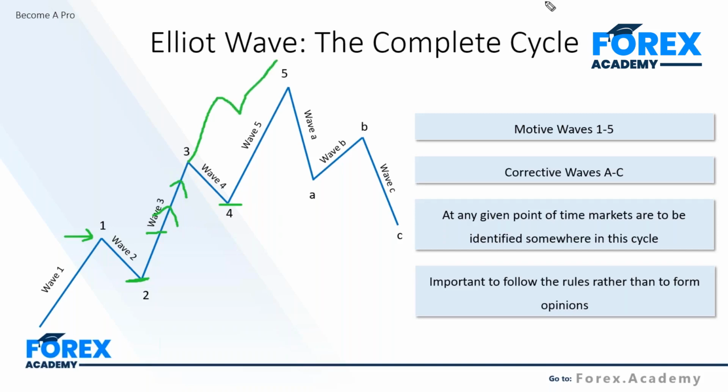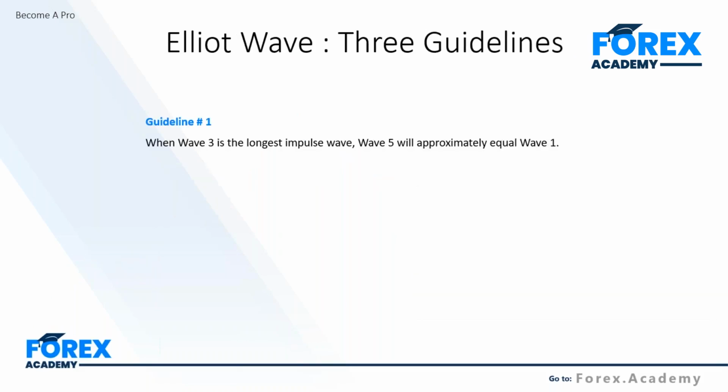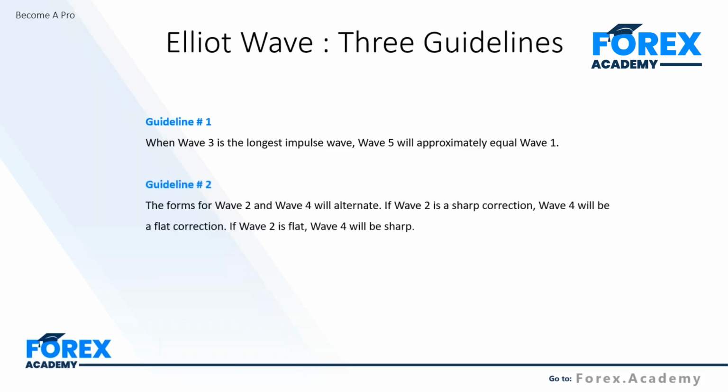But it is, of course, important to follow the rules rather than to form opinions. Let's look at these rules or guidelines, as we call them, Elliott wave guidelines here. Guideline 1, when wave 3 is the longest impulse wave, wave 5 is approximately equal to wave 1. Guideline 2, the forms for wave 2 and wave 4 will alternate. If wave 2 is a sharp correction, wave 4 will be a flat correction. If wave 2 is flat, wave 4 will be sharp, okay?